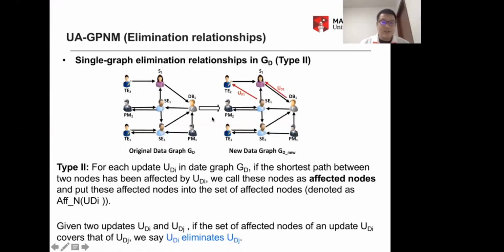The second type of elimination relationship is called single graph elimination relationships in data graph. For each update UDI in data graph GD, if the shortest path between 2 nodes has been affected by UDI, we call these nodes affected nodes, and put them into the set of affected nodes. Given 2 updates UDI and UDJ, if the set of affected nodes of an update UDI can cover that of UDJ, we say UDI eliminates UDJ. So this is the second type.